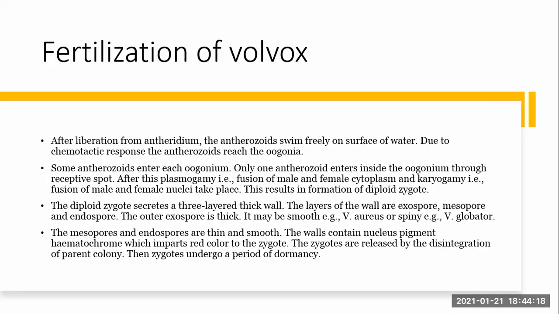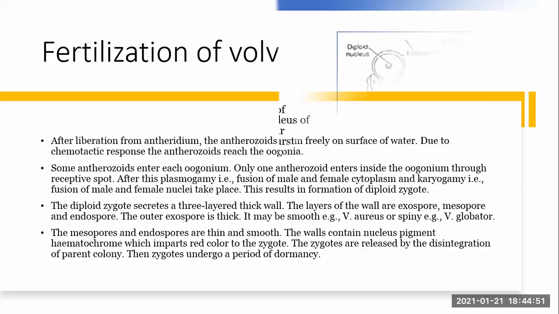The outer exospore is thick. It may be smooth, for example Volvox aureus, or spiny, for example Volvox globator. The mesospore and endospore are thin and smooth. The walls contain a pigment, hematochrome, which imparts red color to the zygote. The zygotes are released by the disintegration of the parent colony. Then the zygotes undergo a period of dormancy.